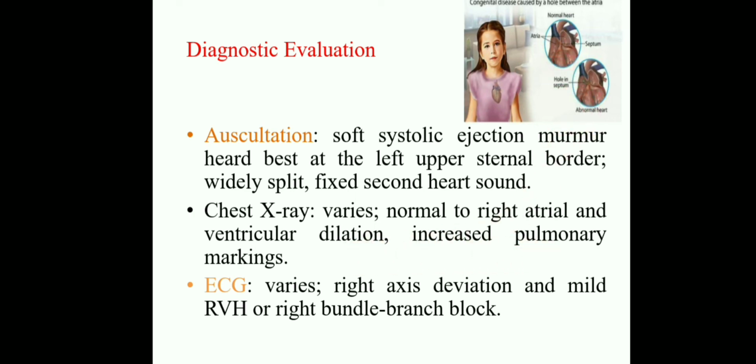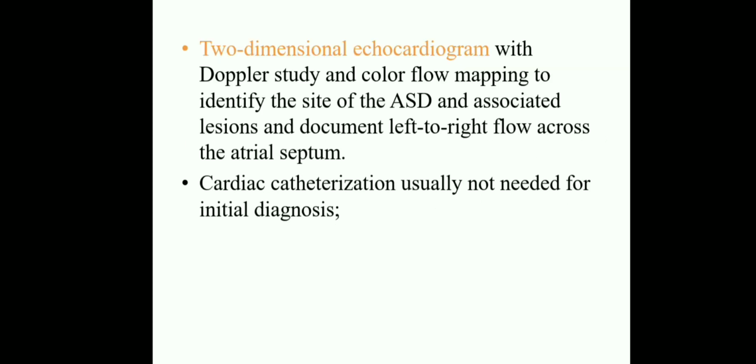Whenever we are checking the ECG, it shows right axis deviation and mild RVH, right ventricular hypertrophy, or right bundle branch block also we will see. Okay, mostly right ventricular hypertrophy we will identify in the ECG. And whenever we are checking the two-dimensional echocardiogram, that is 2D echo with Doppler study and color flow mapping, identify the site of the ASD and associated lesions, and document the left to right flow across the atrial septum. And cardiac catheterization usually is not needed for the initial diagnosis.